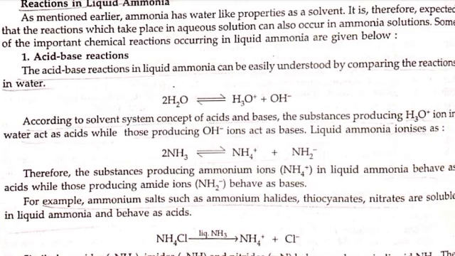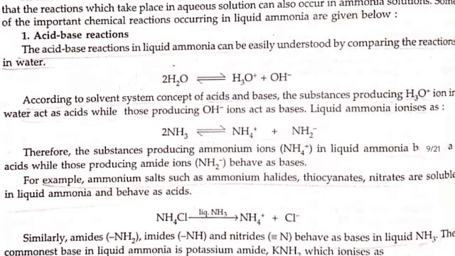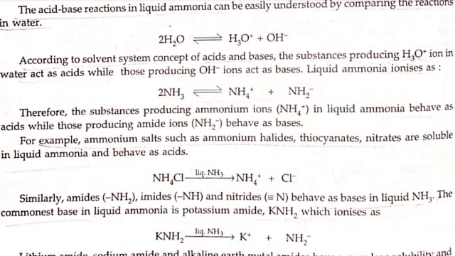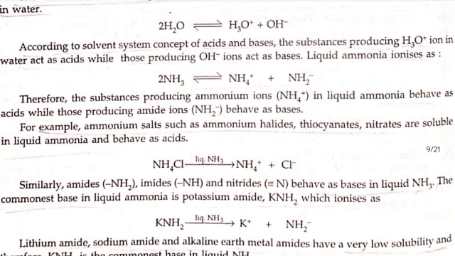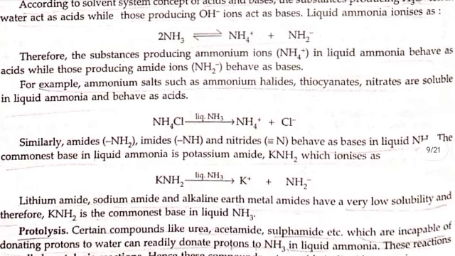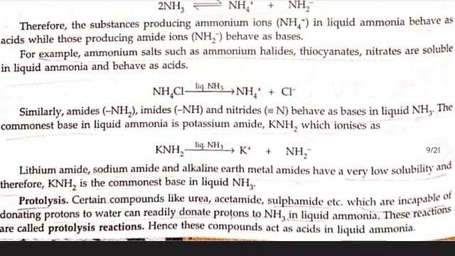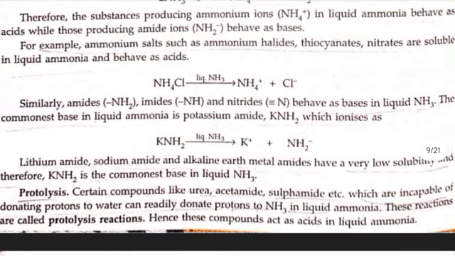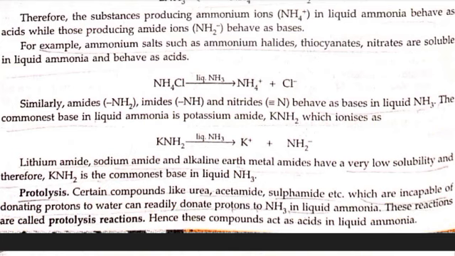Acid-base reactions. The acid-base reactions in liquid ammonia can be easily understood by comparing the reactions in water. According to the solvent system concept of acids and bases, the substances producing hydronium ion in water act as acids while those producing hydroxide ion act as bases. Liquid ammonia ionizes as NH3 giving NH4+ and NH2-. Therefore, the substances producing ammonium ions in liquid ammonia behave as acids while those producing amide ions behave as bases.